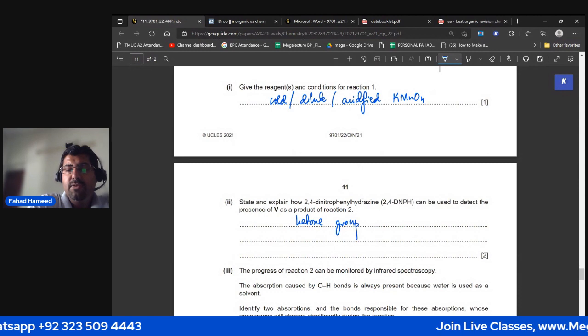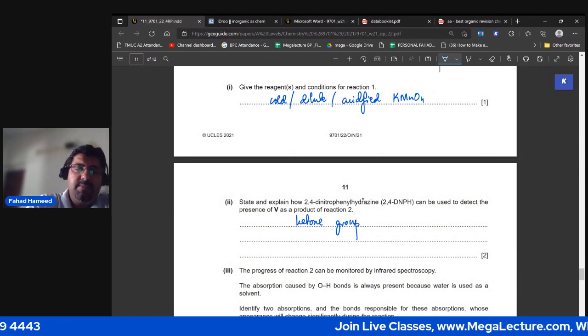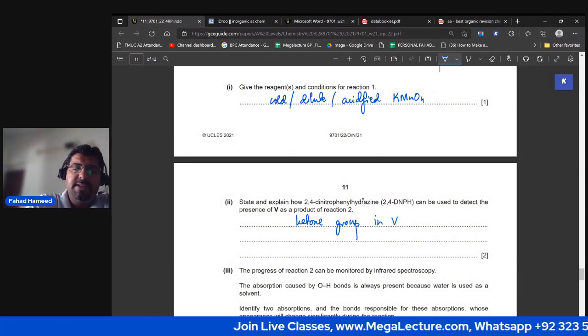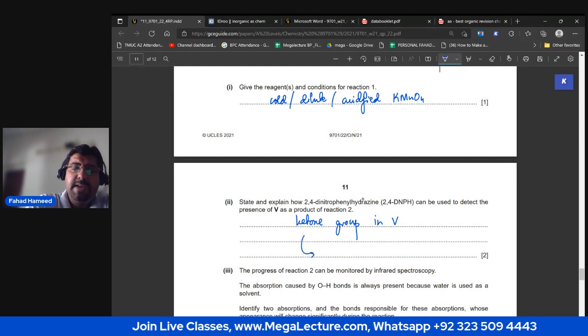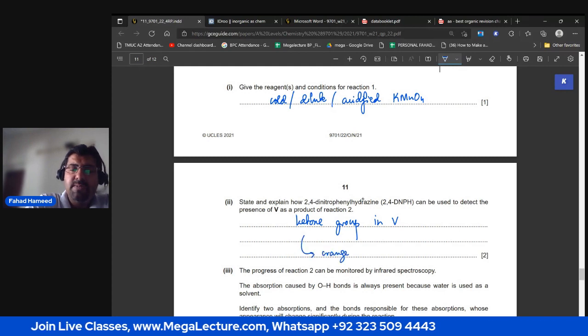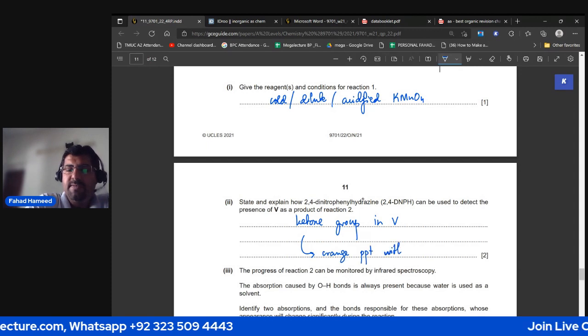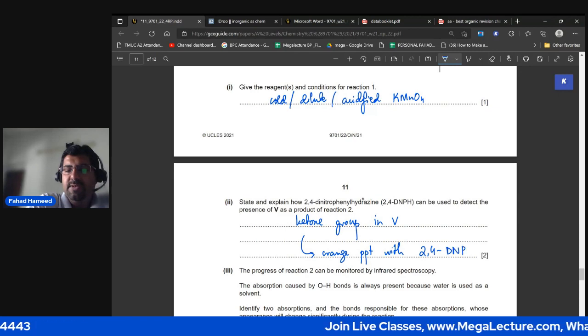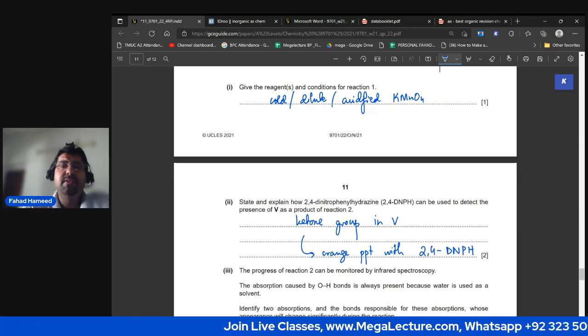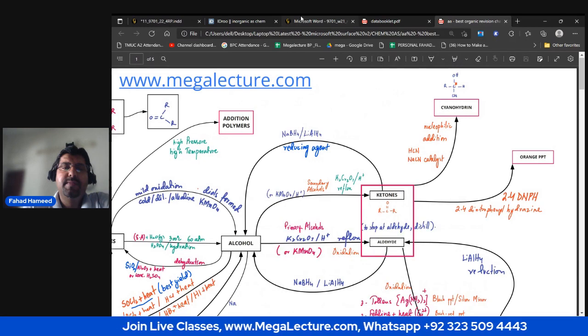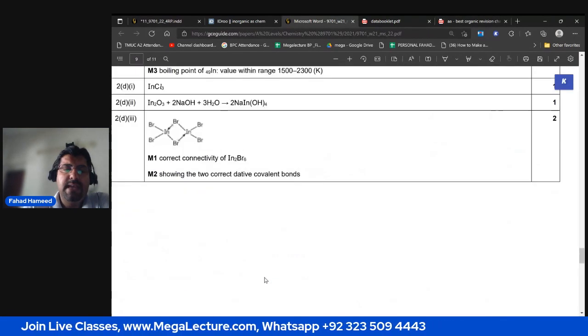So there's a ketone group in V, and you're going to mention that this ketone group gives an orange precipitate, you're going to write a proper statement, or it's going to give a positive result with 2,4-DNPH. So they're definitely not looking for the equation in this reaction. So I'll just quickly check with the mark scheme as well.